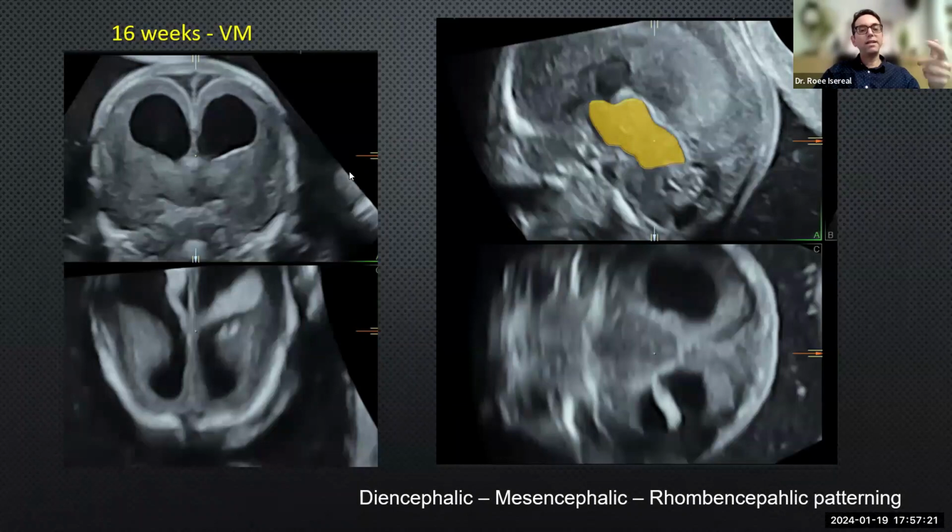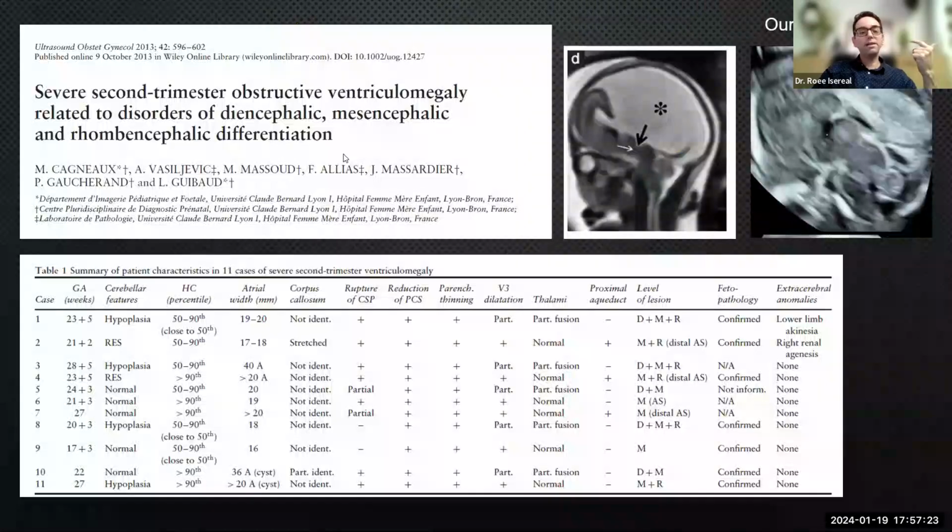And this finding was already described 10 years ago by Laurent Guibaud and his group when they saw severe second trimester obstructive ventriculomegaly with various different phenotypes of diencephalic, mesencephalic, rhombencephalic differentiation or patterning. You can see here the image from their paper. You can see most of them were diagnosed later on. However, they did have one case at 17 weeks, and this is our case at 15 weeks.